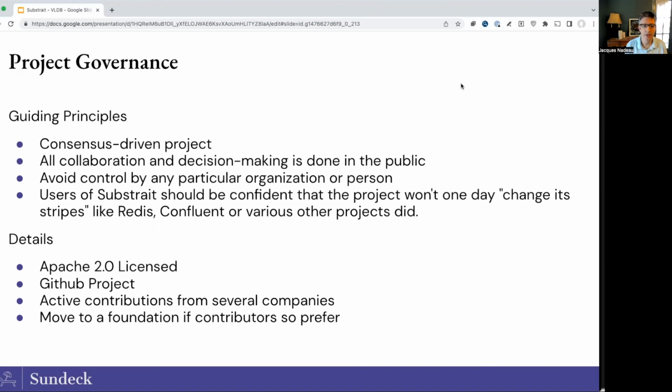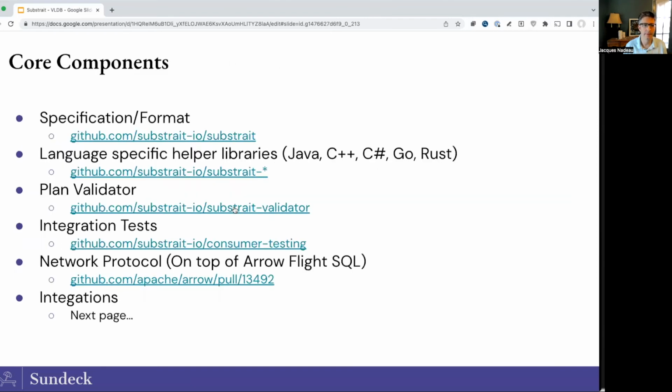It's a GitHub project. And we have active contributions from several different companies. We are thinking about whether we should move to a foundation like Linux Foundation or Apache Foundation, but we're really kind of waiting to see as our contributors form whether or not we will do this or not.